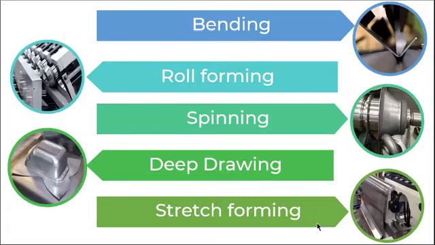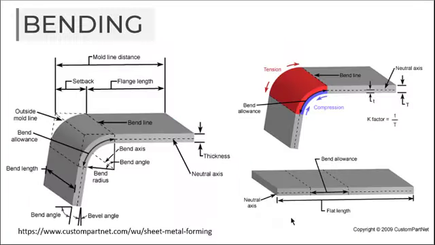Sheet metal forming processes are those in which forces are applied to a piece of sheet metal to modify its geometry rather than removing any material. These are the sheet metal forming methods: bending, roll forming, spinning, deep drawing and stage forming. We will see them one by one.